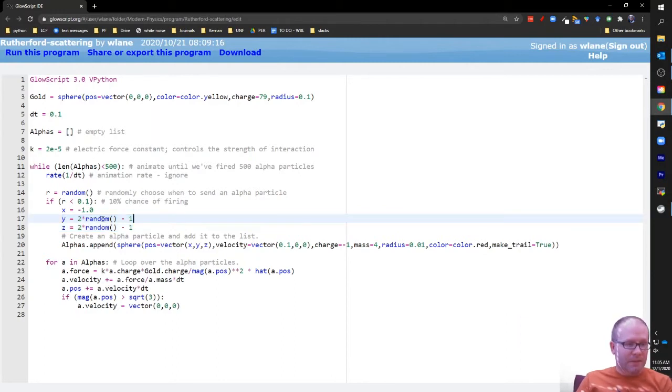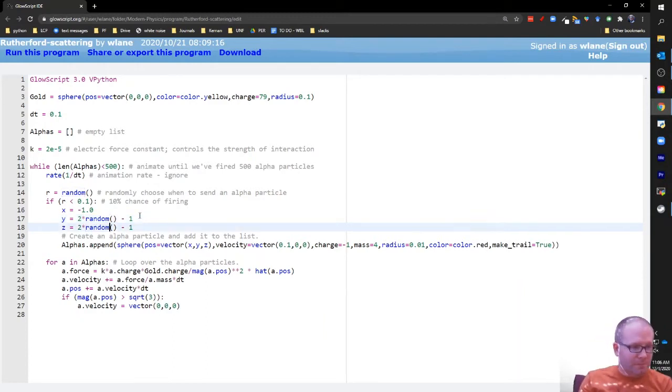So if you think about this in terms of its endpoints, random has a minimum value of 0, so y has a minimum value of negative 1. Random has a maximum value of 1, so y has a maximum value of 2 times 1 minus 1, which gives you 1. So this is just a way of taking that random range from 0 to 1 and making it a random range from negative 1 to positive 1.